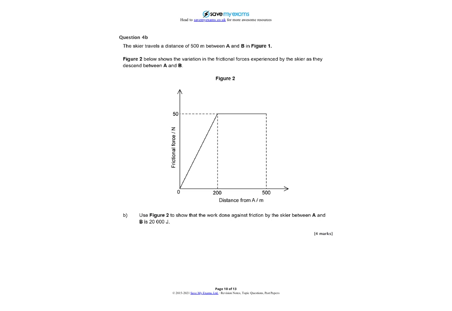Question 4b. The skier travels a distance of 500 meters between A and B in figure 1. Figure 2 shows the variation of frictional forces as they descend between A and B. Use the figure to show the work done is about 20,000 joules. So the work done is equal to the force times the distance. That's an equation we know.